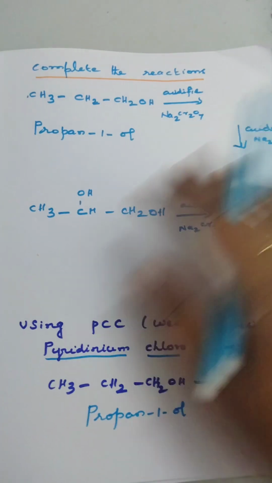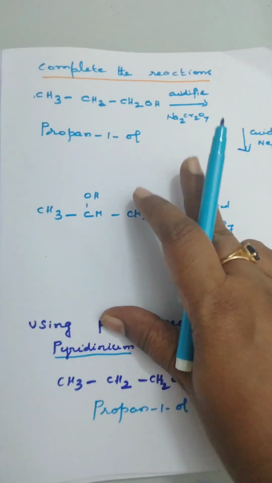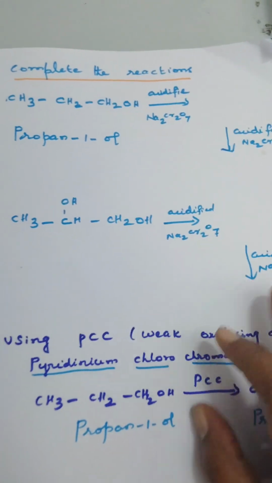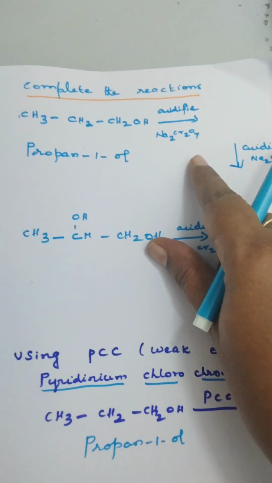Can you predict? Because you know the concept. Now you understand the concept. So what might be the product? Can you predict? This one is primary alcohol. Primary alcohol on first oxidation gives aldehyde.